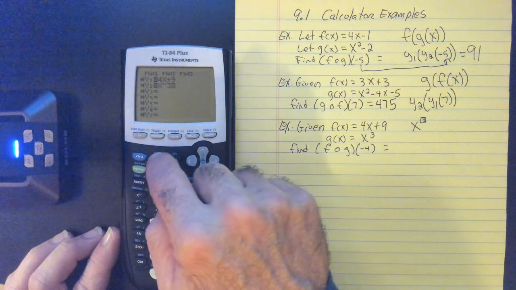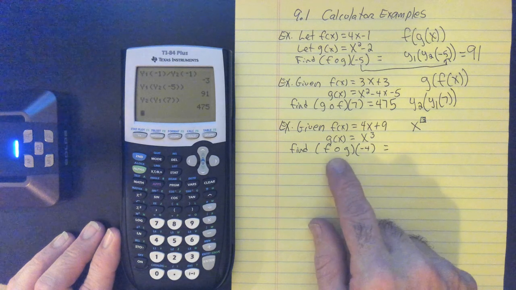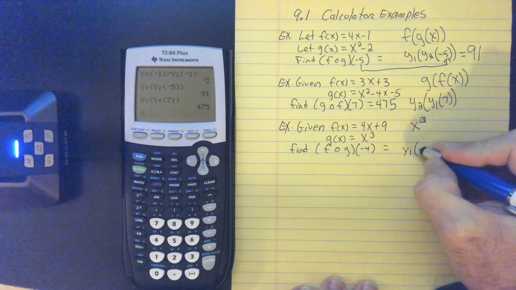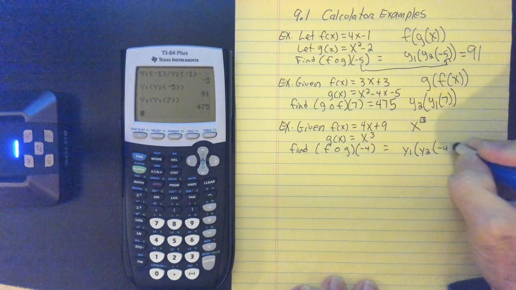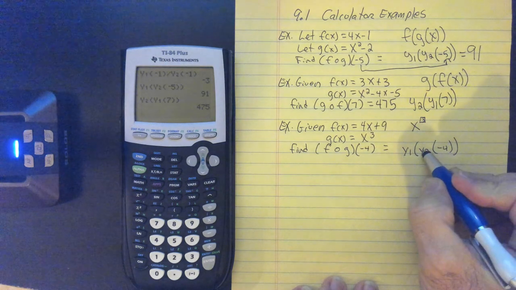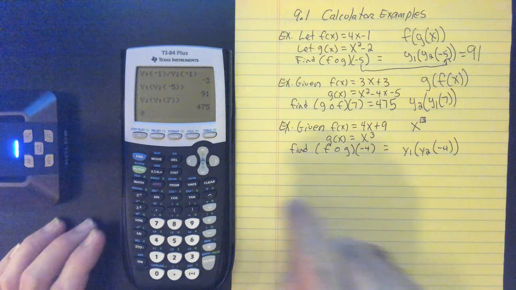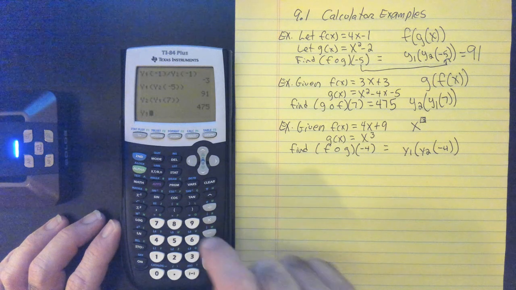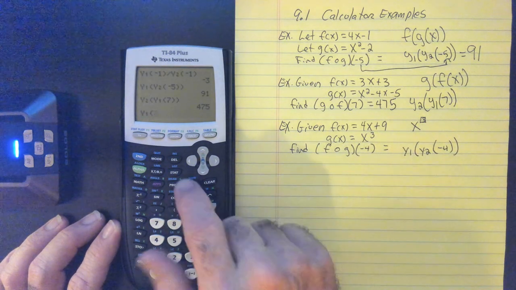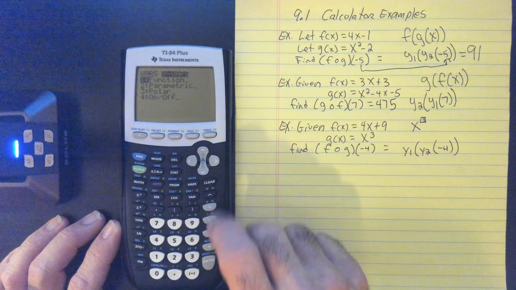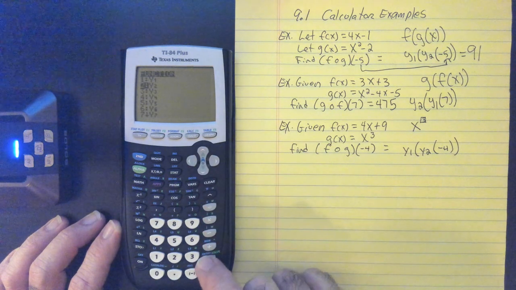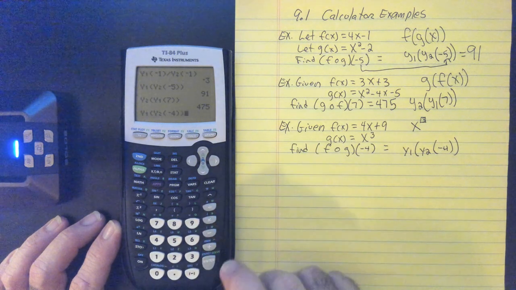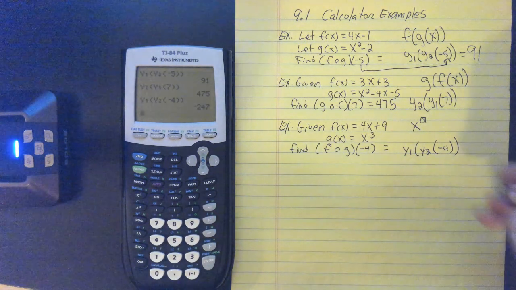We're going to hit second quit, get off that screen. F of g of negative 4 will be y1 of y2 of negative 4. Alright, so let's go get them variables. Variables, y variables, enter. Enter for y1, parentheses. Let's get y2, variables, y variables, enter for function. Go down to y2 and enter. Parentheses, put in a negative 4, close both parentheses, and we get negative 247.